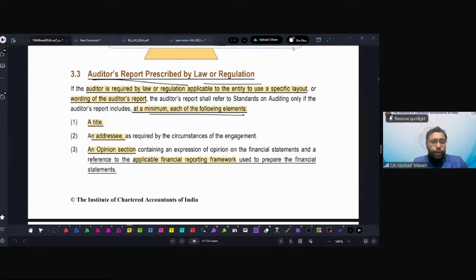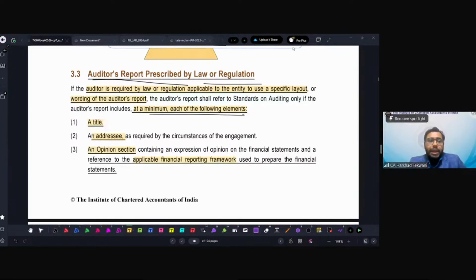Any doubts? If you don't have a doubt, then I have a doubt. The doubt is, what if your audit report, the audit that is conducted, is required to be prepared for standards which are issued in India, but also for standards of any other jurisdiction. Repeat your question.